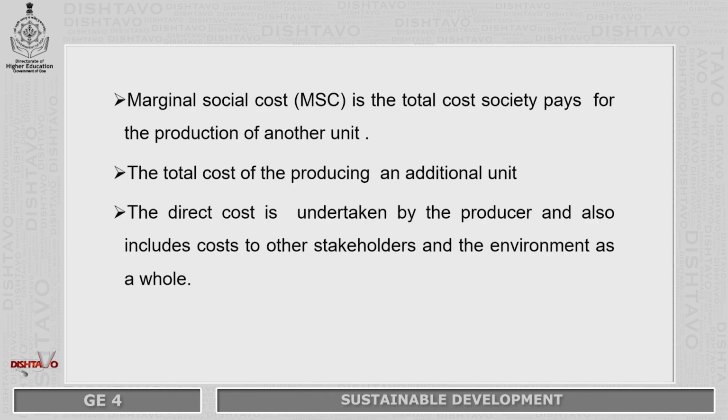Marginal social cost is the total cost society pays for the production of another unit. The total cost of producing an additional unit will give the marginal social cost. The direct cost is undertaken by the producer, but besides the producer there might be other stakeholders who are bearing this cost. Suppose a company is set up along the river side, and it emits its waste into the river, and the people downstream get affected due to this, and they have to pay this cost. So, these will be the social costs for the people.